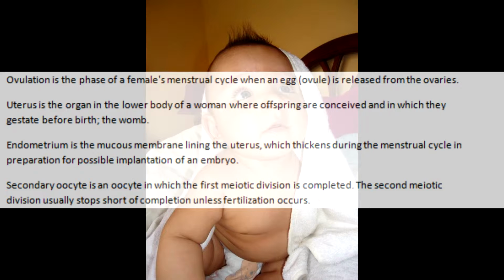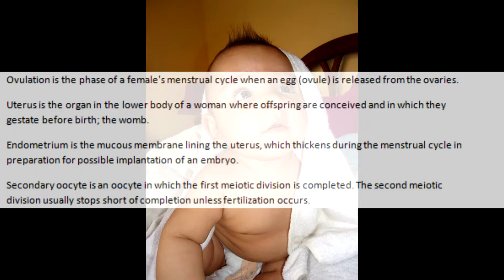The uterus is the organ in the lower body of a woman where offspring are conceived and in which they gestate before birth, the womb. Endometrium is a mucous membrane lining the uterus, which thickens during the menstrual cycle in preparation for a possible implantation of an embryo.